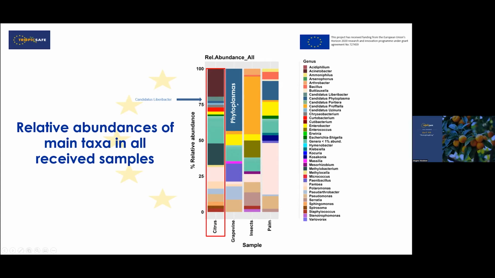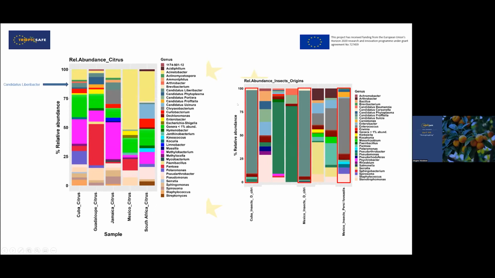Yeah, I think that's all from this slide. So, looking a little bit closer at the composition of the microbiomes in the different locations. As you see, we got samples from Cuba, from Guadeloupe, Jamaica, Mexico, and South Africa. So that was a huge difference.